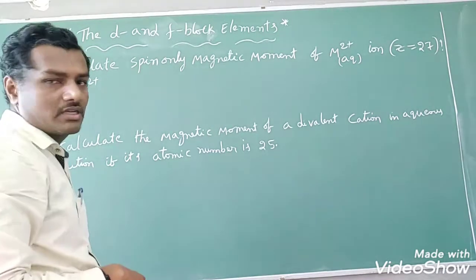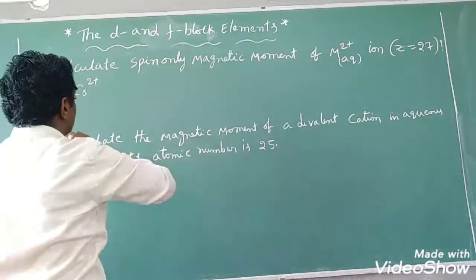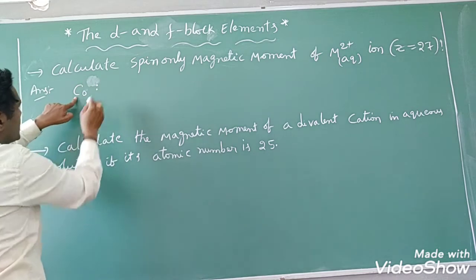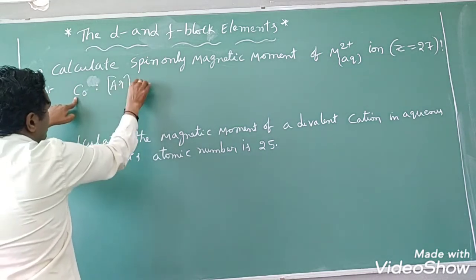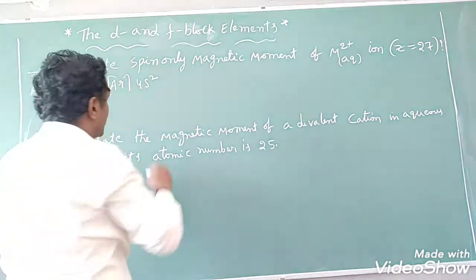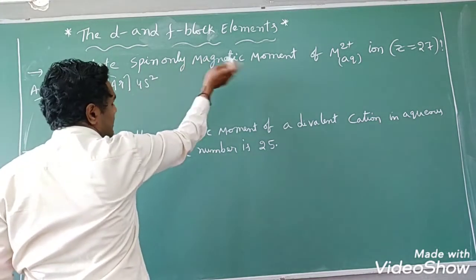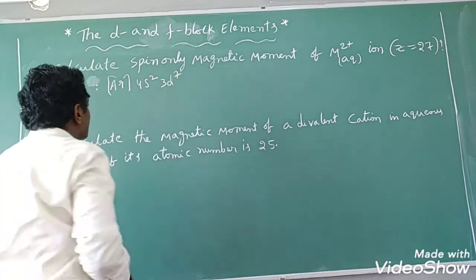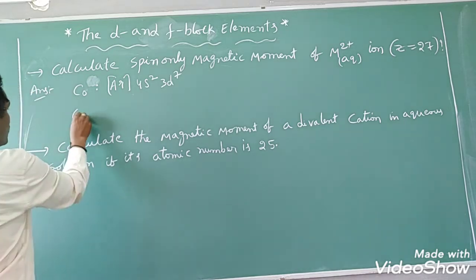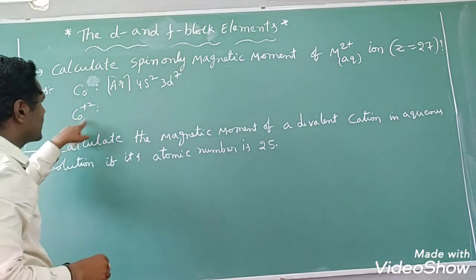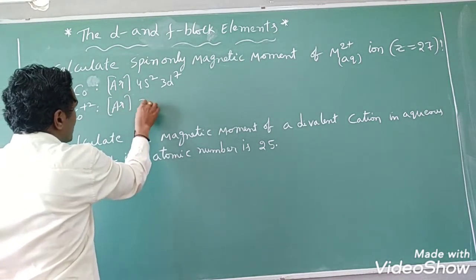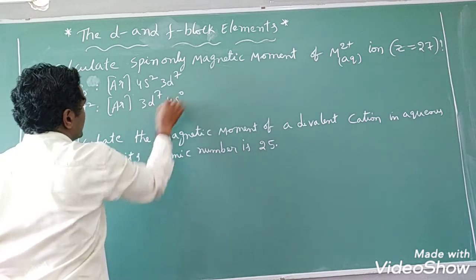What is the magnetic moment? The atomic number of cobalt is Z equals 27, right? What is the electronic configuration of cobalt? Argon 4s2: argon is 18, plus 2 is 20, and the next 7 more are there, so 3d7. This is the cobalt electronic configuration, argon 4s2 3d7. Cobalt plus 2 loses 2 electrons from the fourth shell, so the configuration becomes argon 3d7 4s0.